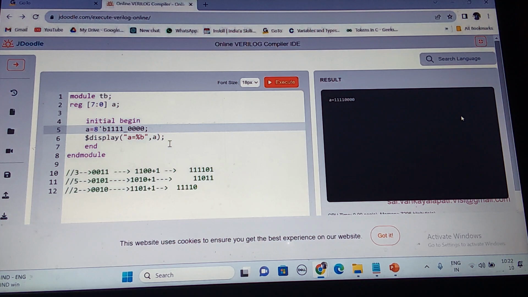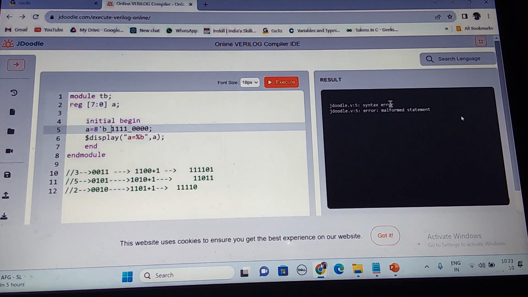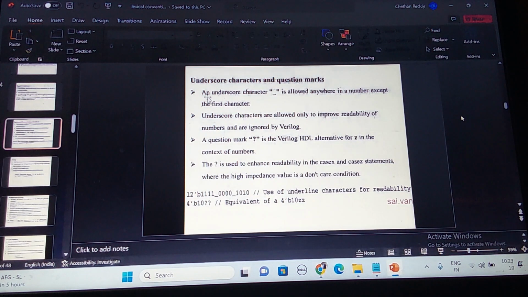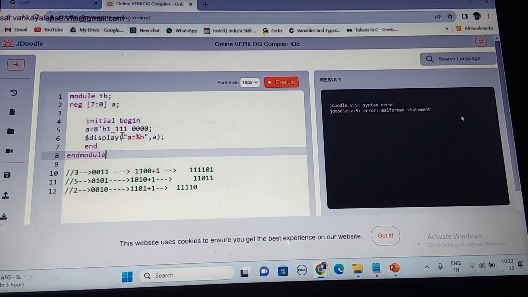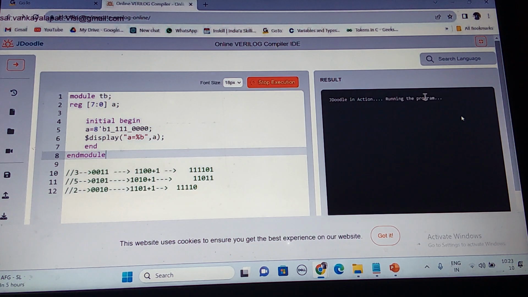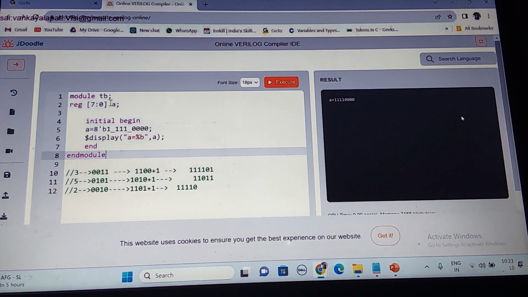If I put the underscore first, like this, underscore 1, 1, 1, and then underscore 0, 0, 0, 0, will it understand? It will not understand. The underscore character is allowed anywhere in a number except as the first character. Now if I write 1 underscore, this is understood as 4 ones and 4 zeros. If you put the underscore as the very first character, it will not accept it.